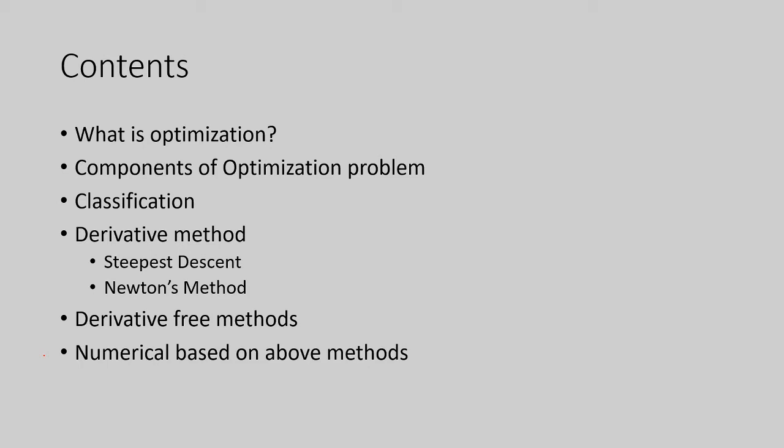Then later we will discuss the different types or classifications of optimization functions. So basically we will deal with two types of optimization methods. The first one is derivative methods. Under that, we will discuss two types of techniques: one is the steepest or gradient descent method, and the second one is Newton's method. And the second category is derivative-free methods. Under this, we will discuss random search, genetic algorithm, and other things.